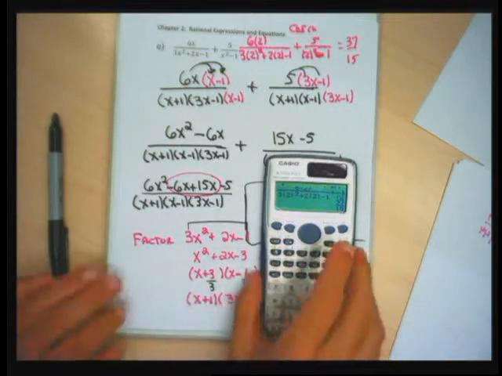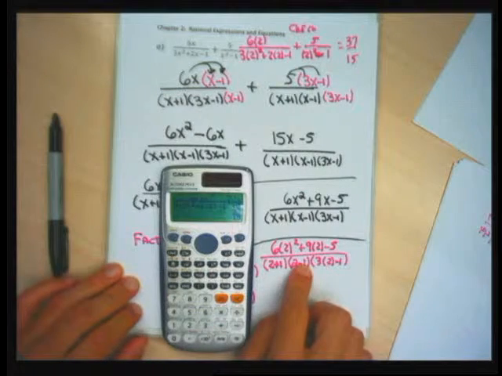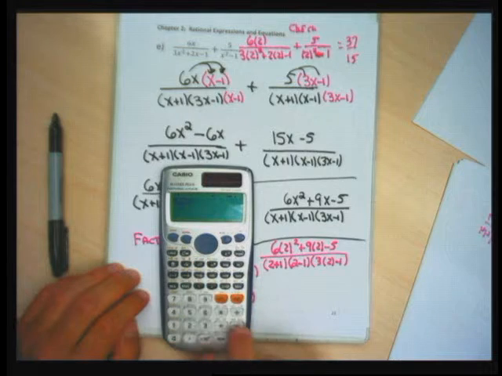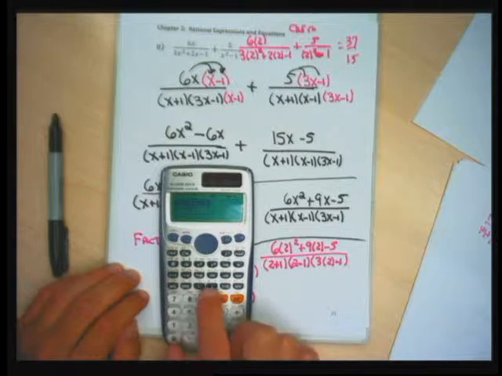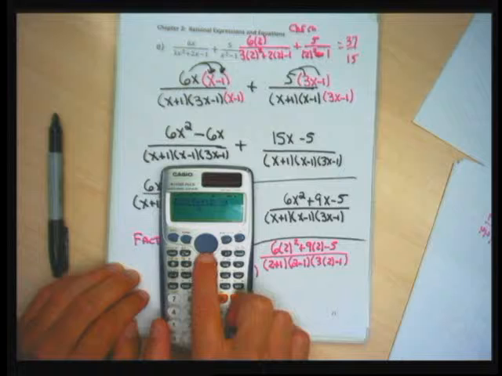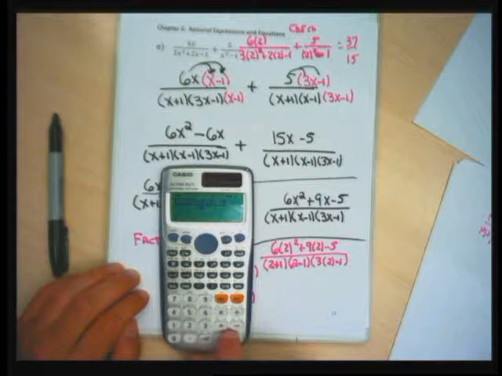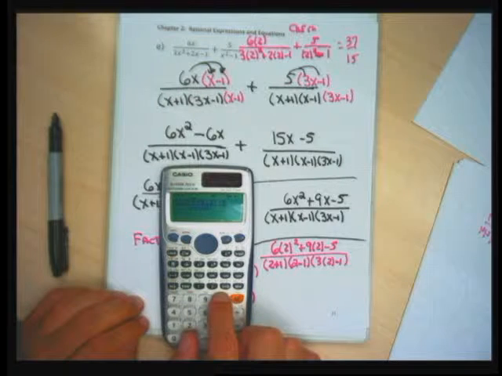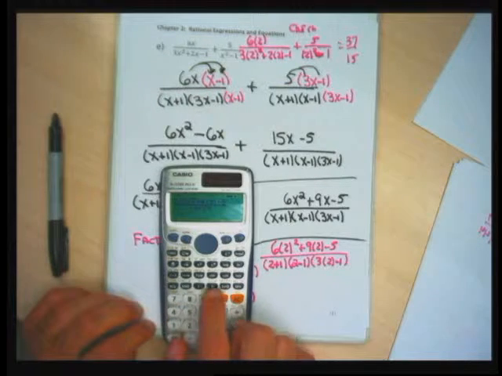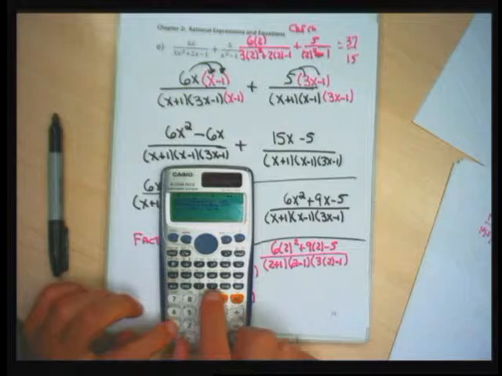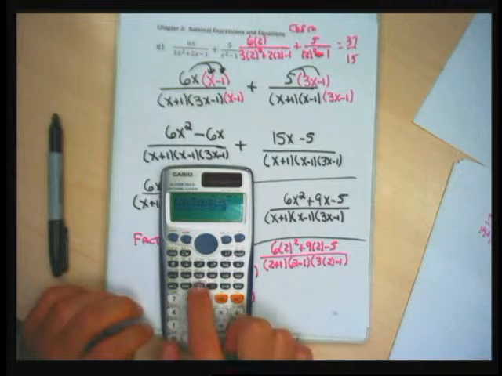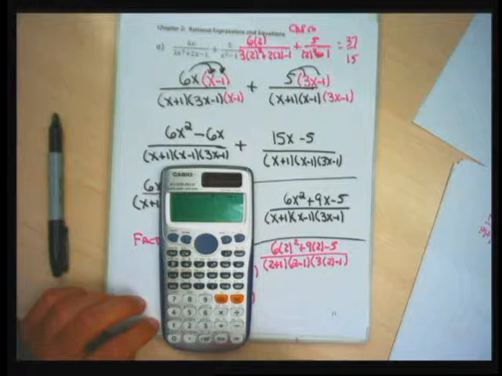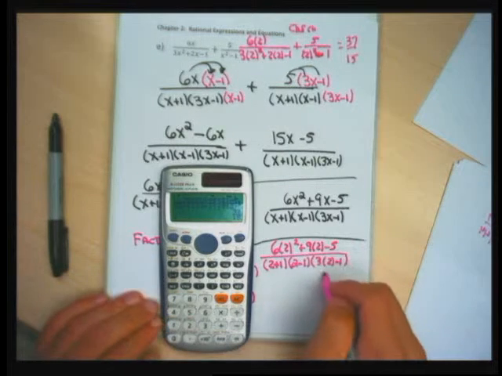I'll do the same with my answer now. Go to my answer, fraction 6 times 2 squared plus 9 times 2 minus 5 over 2 plus 1 times 2 minus 1 times 3 times 2 minus 1. Enter. Oh, beautiful. 37 over 15.